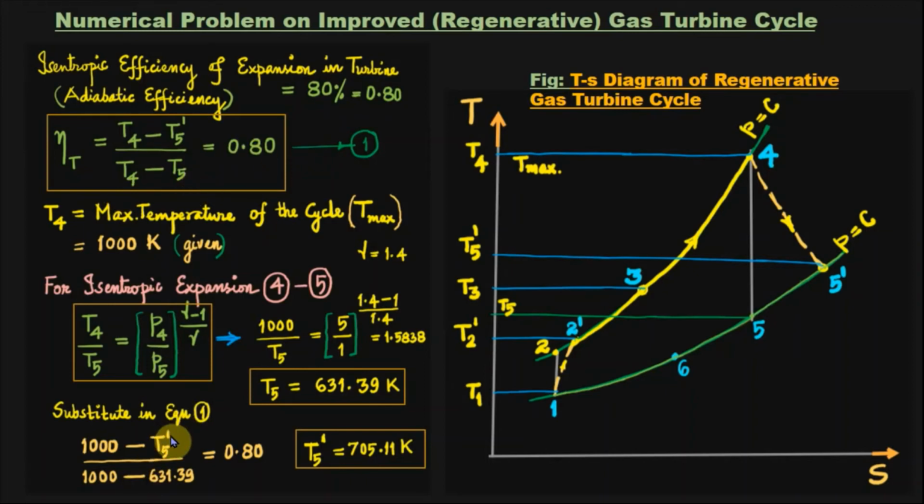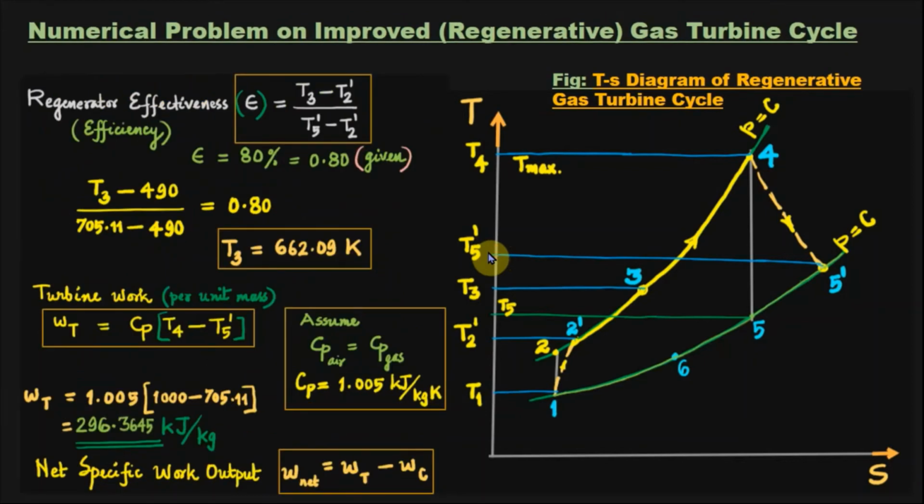So substitute the values of T5 and T4 in this equation 1. Therefore, (1000 - T5 dash) / (1000 - 631.39) = 0.80. If you operate this, you will get the temperature T5 dash. The temperature at the end of actual expansion in the turbine, T5 dash, is equal to 705.11 Kelvin.